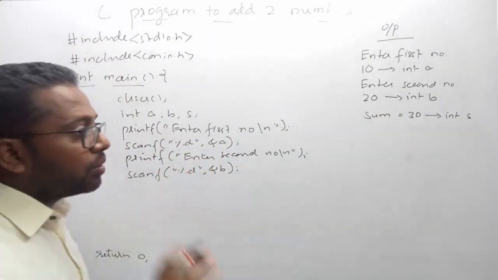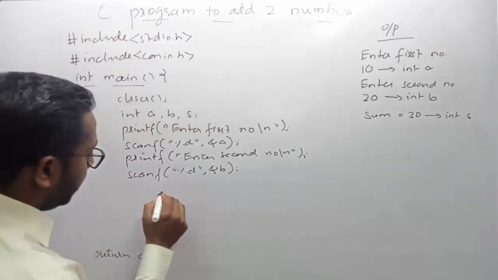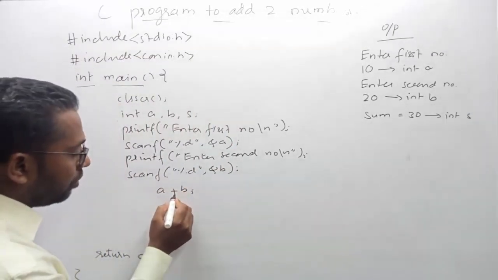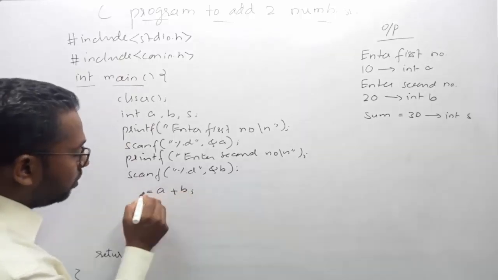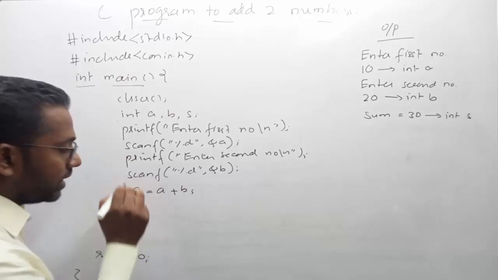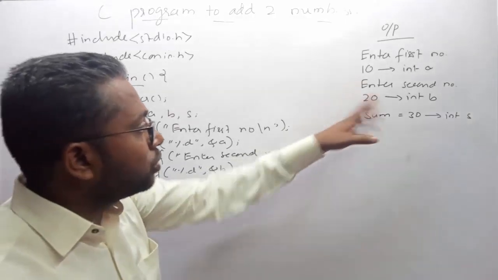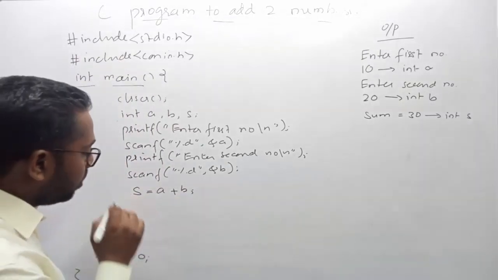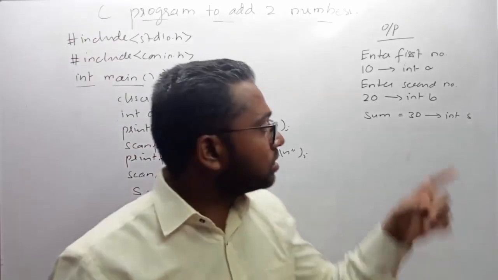Now we need to perform the addition operation using the plus operator, a plus b. I have used the plus operator to add these two variables, and the output will get assigned to s. Now the s variable will have the sum of these two numbers, and I have used the assignment operator here. As I have told you, the s variable will hold the value 30.